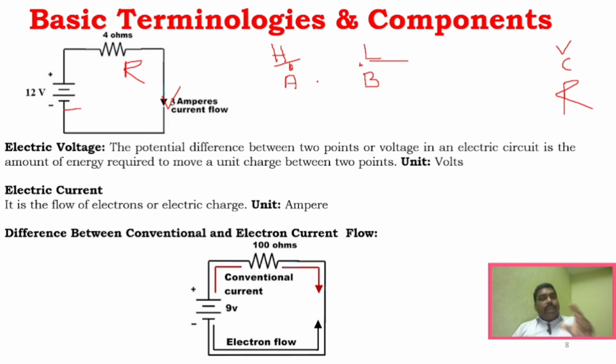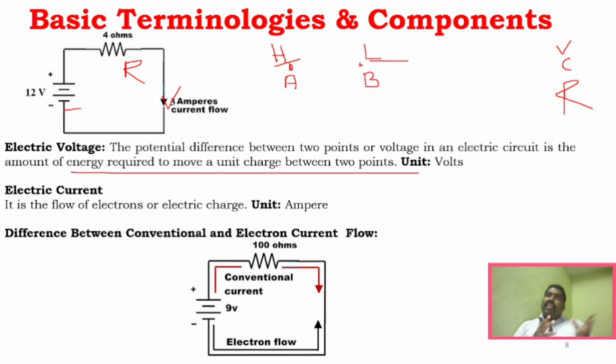And understand one particular thing, my dear students, volt is not a quantity, it is just a unit which measures the potential difference, right? So you can see here the potential difference between two points in an electrical circuit is the amount of energy required to move a unit charge between two points. That is called volts. I'll come to this point a little later, right?